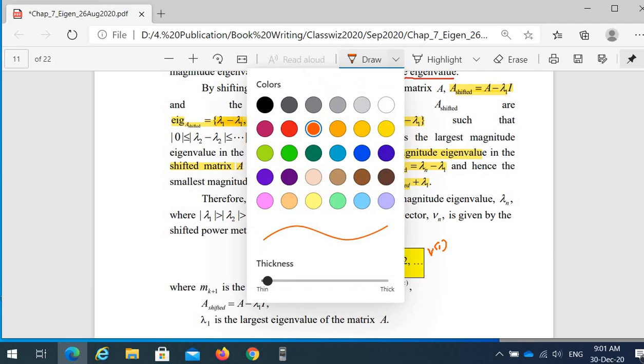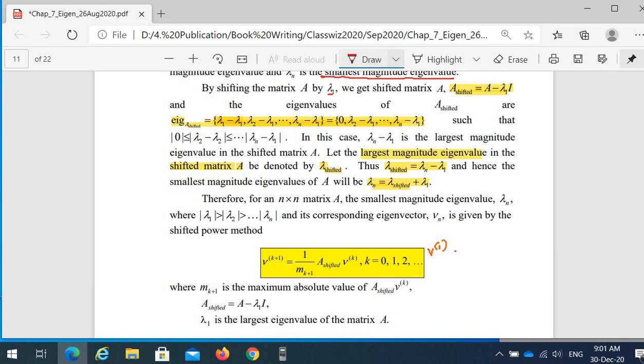V at step 1 is A shifted multiplied by V0, divided by M1, where M1 is the maximum absolute value of A shifted V0. And A shifted is A minus lambda 1 I, where lambda 1 is the largest eigenvalue of the matrix A.